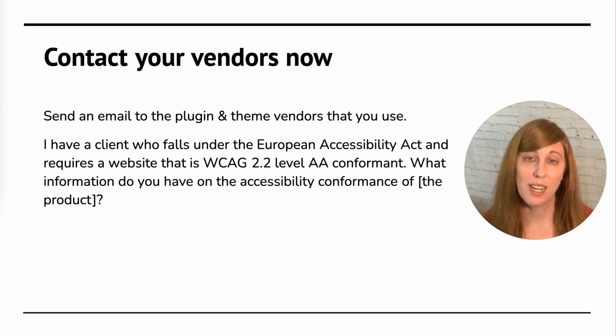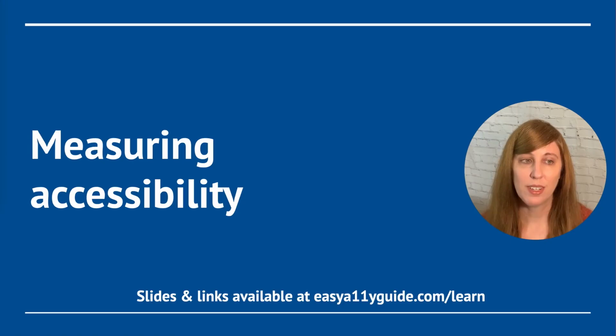It's important to contact your vendors now before the European Accessibility Act goes into effect in June 2025. Here's an example email that you can send. I have a client who falls under the European Accessibility Act and requires a website that is WCAG 2.2 Level AA conformant. What information do you have on the accessibility conformance of whatever product you're asking about?